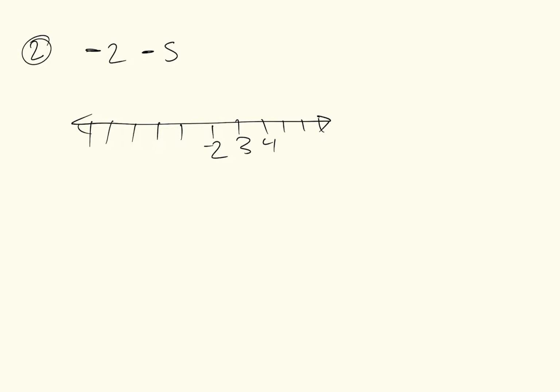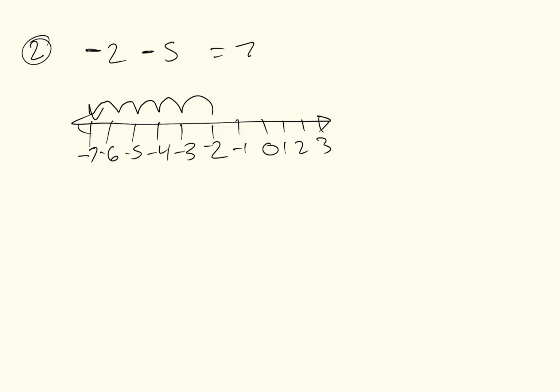You get 3, sorry. You don't get 3, you get -1, 0, 1, 2, 3, and then -3, -4, -5, -6, and -7. And then you just move to the left because you're subtracting by 5. So 1, 2, 3, 4, 5. And you get -7.